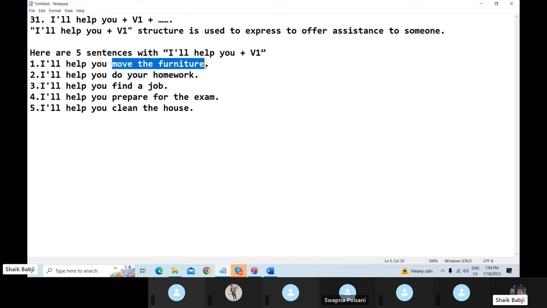Actually, the furniture is very heavy. Then we can say to the others, actually, someone is trying to move the furniture. Then we have seen it, and we would like to help them. Then we can say like this, I'll help you move the furniture. In the same way, I'll help you do your homework. Actually, someone is feeling difficulty to do homework. So you can say like this, I'll help you do the homework.